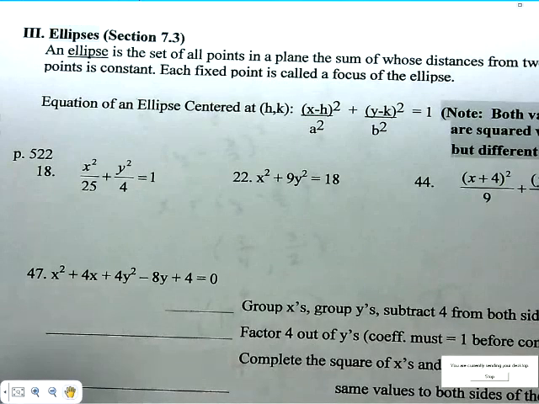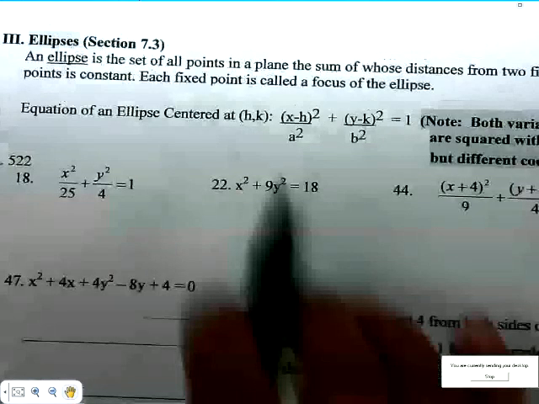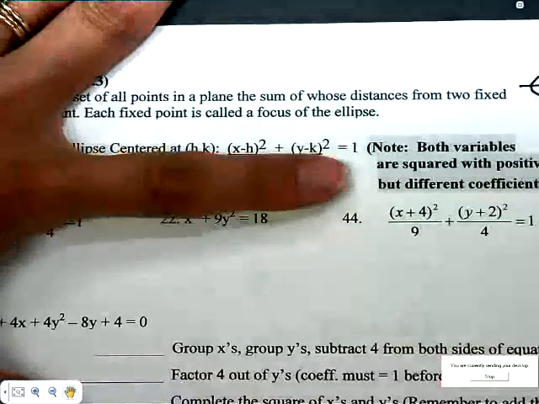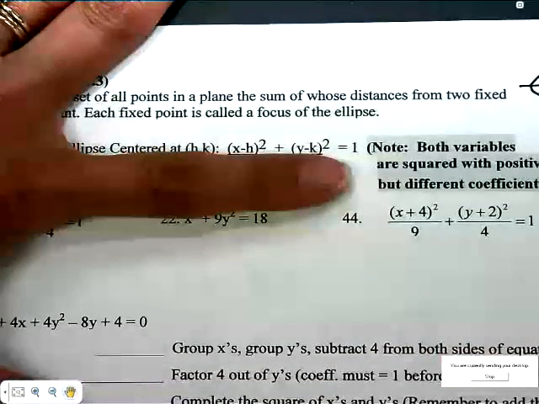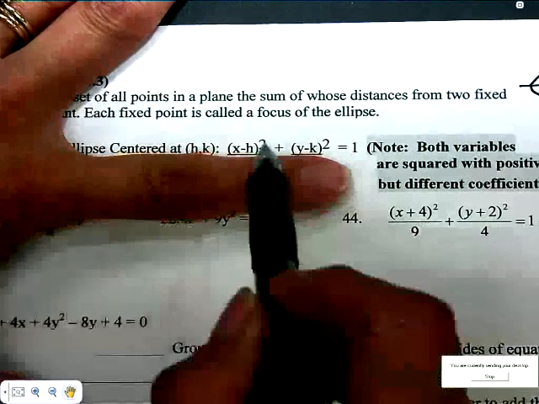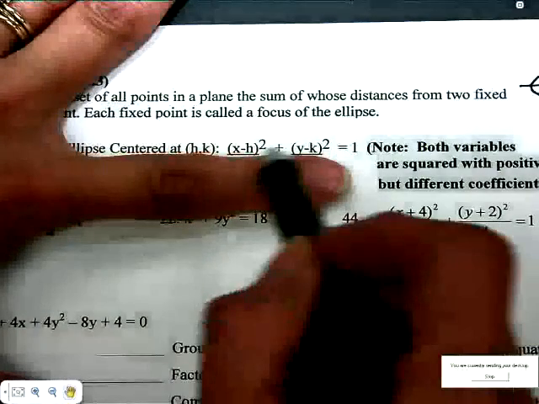Look at this equation of an ellipse. If I just covered up that a squared, b squared in the denominator, that would just be the equation of a circle. Both variables would be squared with the same positive coefficient. That would be a circle with center (h, k) and radius what?